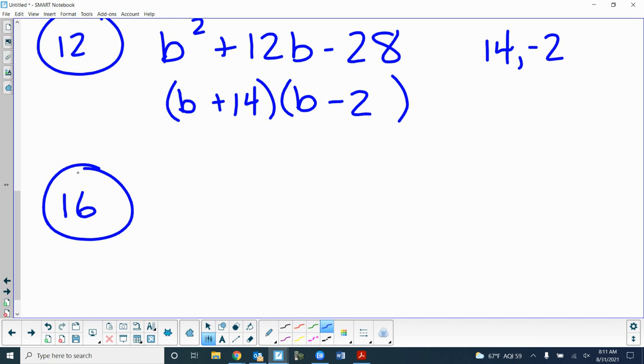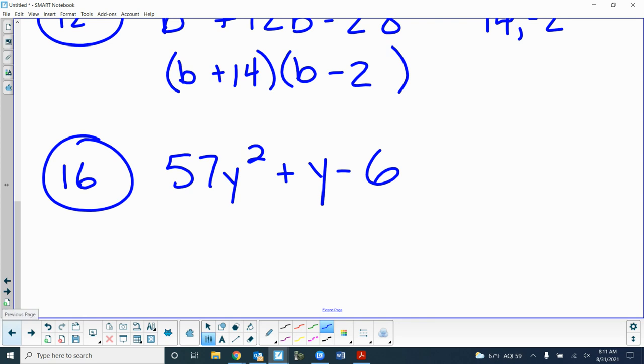16 was next. 57y squared plus y minus 6. All right, is there a GCF? No.